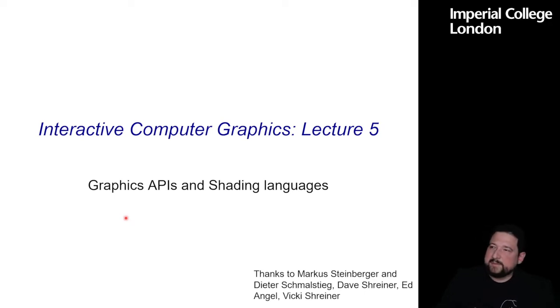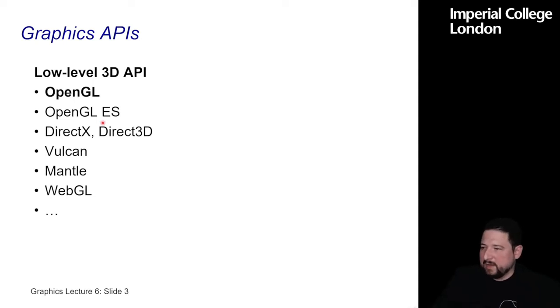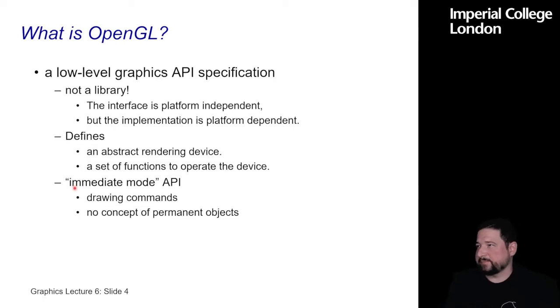But really, let's dive into this and have again a little bit of a recap of what's out there. So there are low-level 3D APIs, really not programming languages, but APIs. Like what I mentioned, OpenGL ES, DirectX, and so on. And we are specifically talking about OpenGL, and in the coursework we're using WebGL, which is basically the same with a reduced instruction set.